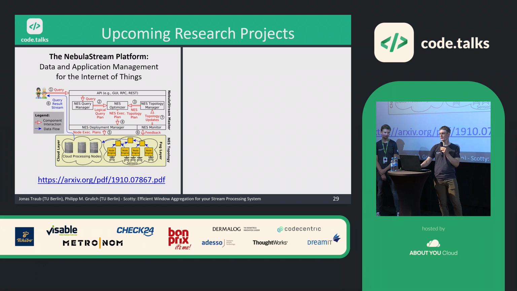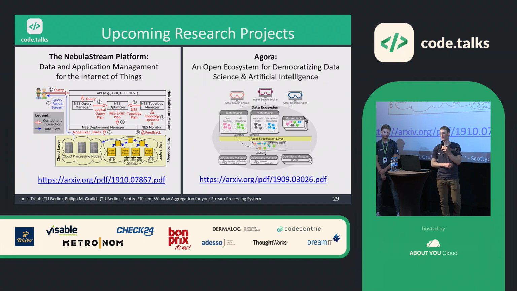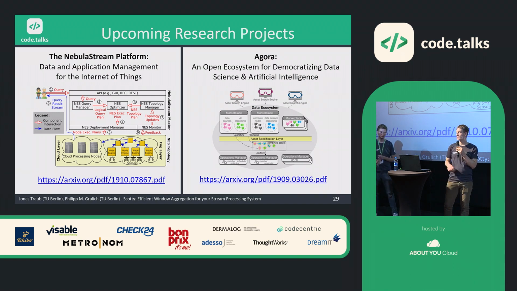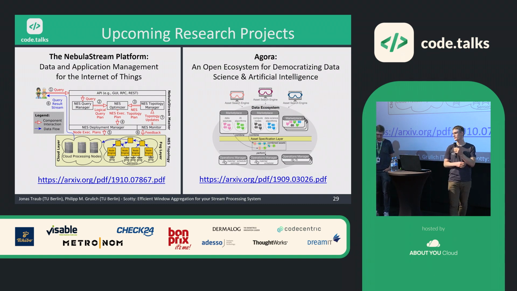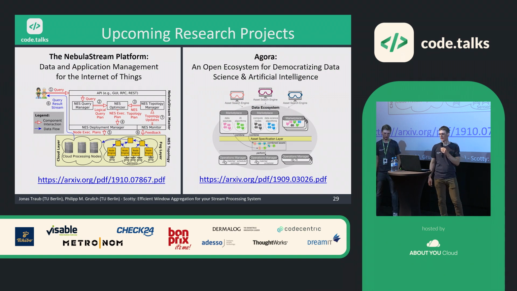And another thing we are looking at on a different level is the Agora platform, where we are interested in checking out open ecosystems for democratizing data science and artificial intelligence. So here we are really looking into a Lego-like ecosystem where you can flexibly combine different stream processing engines with different algorithms, with different data sets, and you have some trading mechanism plus the native execution engine you can run on different platforms. So I also invite you to check this recent arXiv publication.